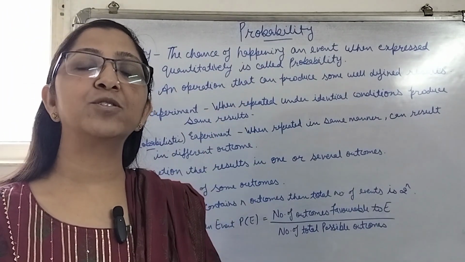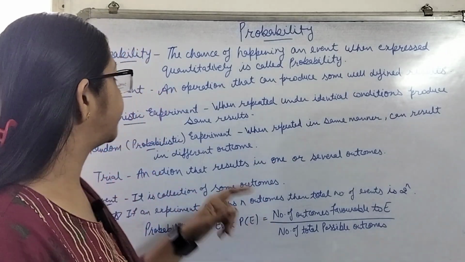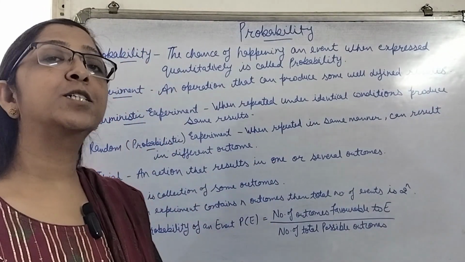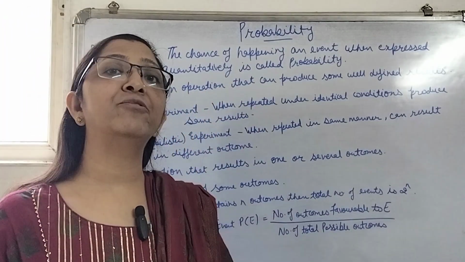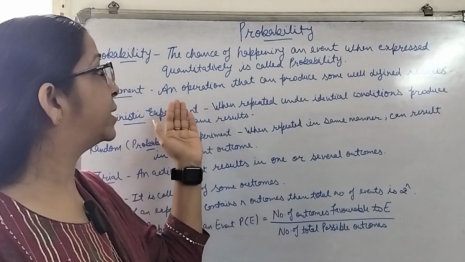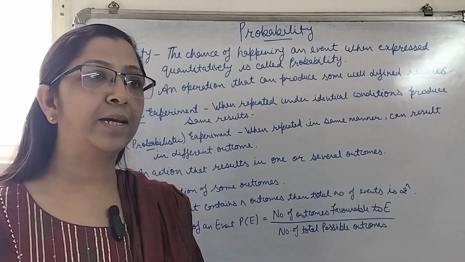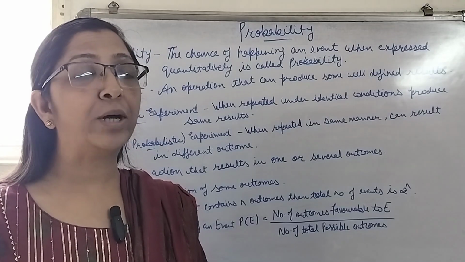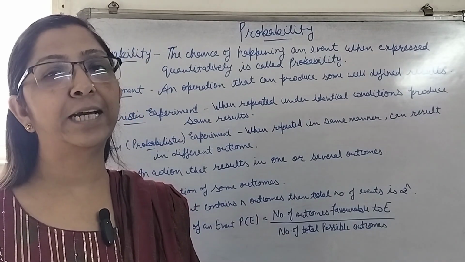Now, what all terms we use while talking about probability, just have a look over it. Experiment. What is an experiment? An experiment is an operation that can produce some well-defined results. So whatsoever results an experiment can produce, these are known as your outcomes. Suppose I am tossing a coin. I know that whenever I toss a coin, either head will come or tail will come.